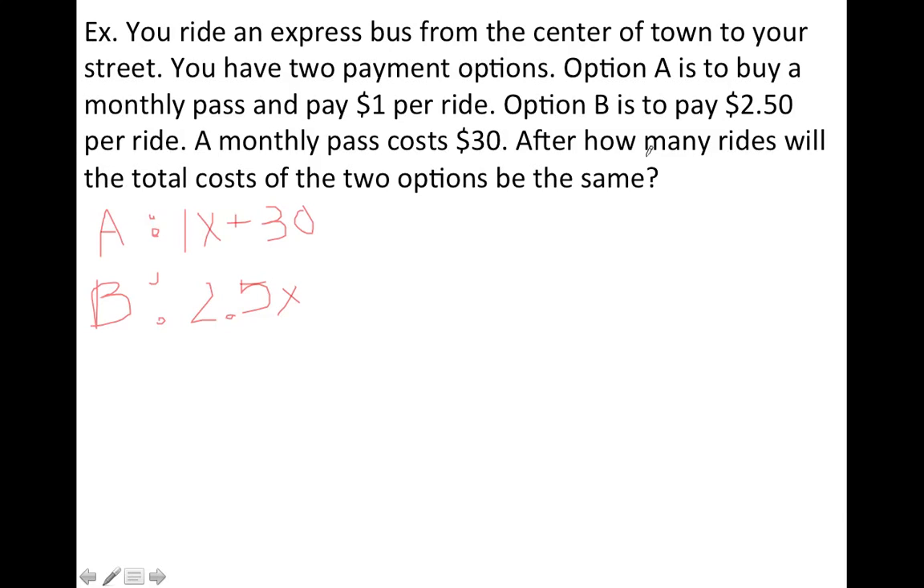And then we figure out after how many rides will the total cost of our options be the same. So all you have to do is set them equal to each other and solve it out for x. Once you do that, you should get x equals 20. So after 20 rides, the total cost of the two options will be the same cost.